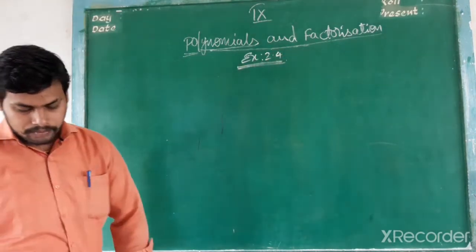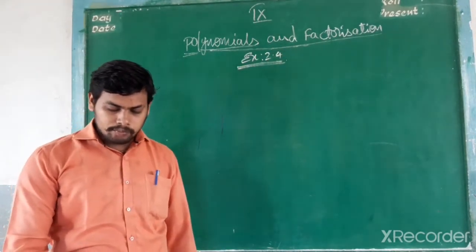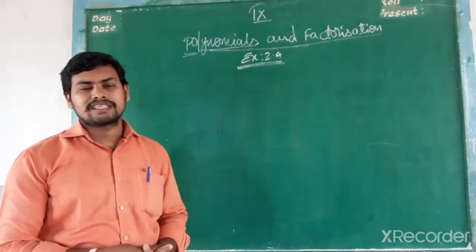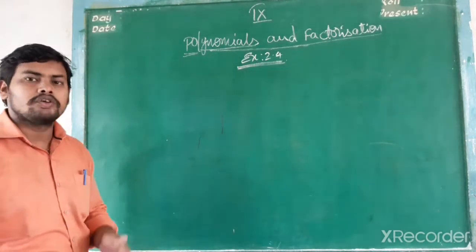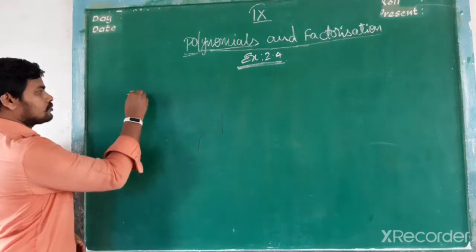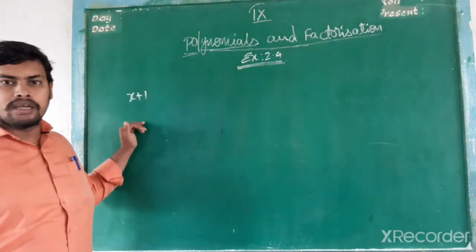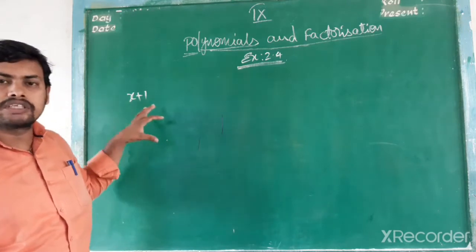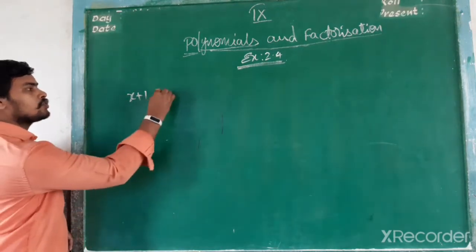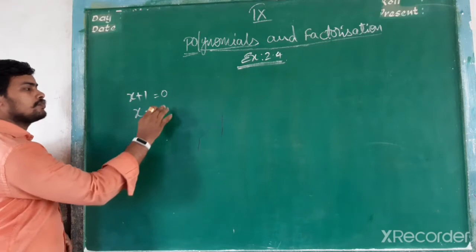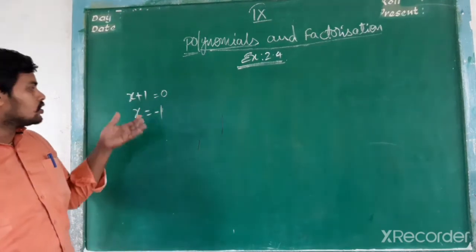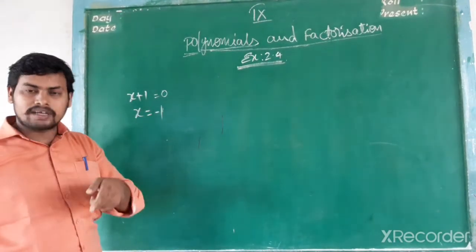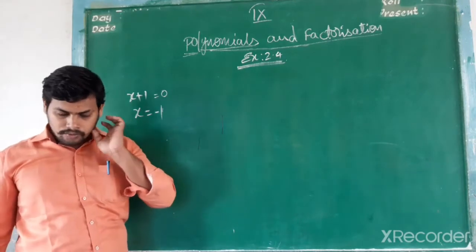Exercise 2.4. Determine which of the following polynomials has x plus 1 as a factor. Here there is already a linear polynomial x plus 1 and there are 4 sums. So simply set x plus 1 equal to 0, so x equals minus 1. Substitute the x value minus 1 in the place of x here.